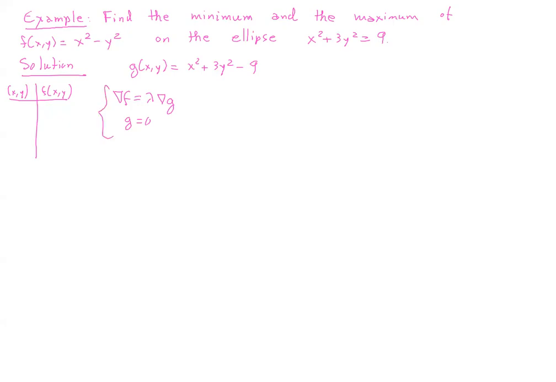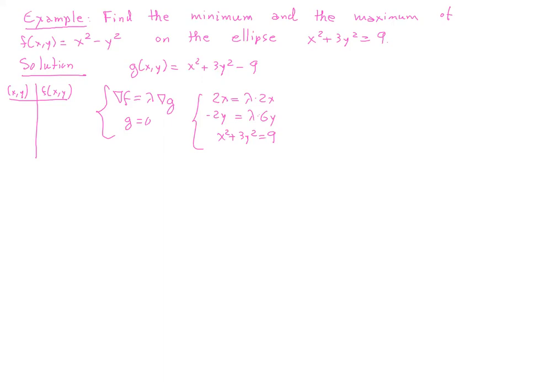And now again, we should be able to write the equations directly. The derivative of f with respect to x is 2x, and that should be equal to lambda times 2x, which is the derivative of g with respect to x. The derivative of f with respect to y is minus 2y, and that should be equal to lambda times 6y, which is the derivative of g with respect to y. And finally, x squared plus 3y squared should be equal to 9. Okay, and this will give us what?